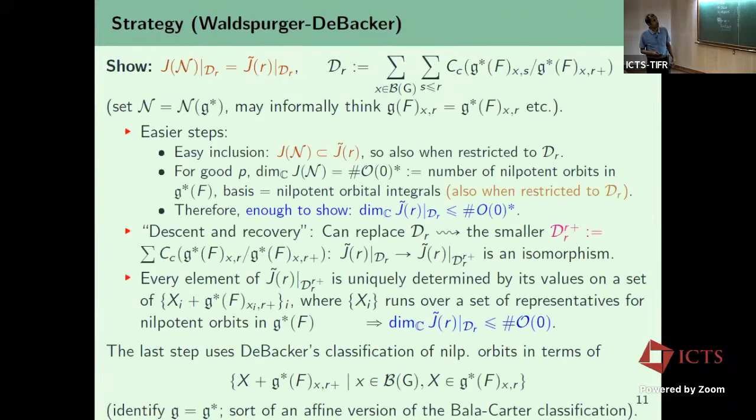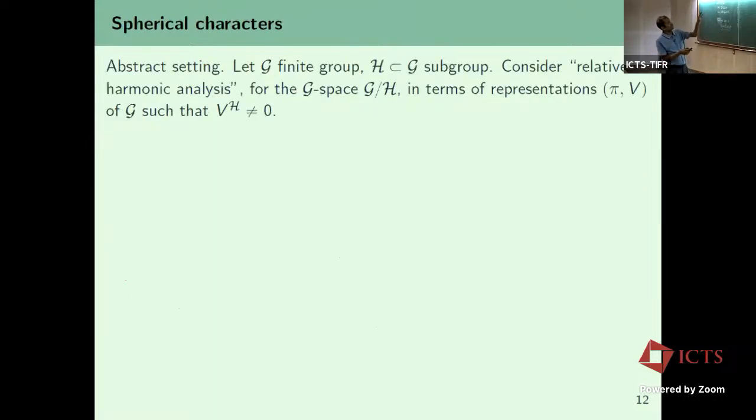Okay. So now the thing is, this is all done by DeBacker, and we need to deal with spherical characters. So now we are going to somewhat softer considerations. I need to recall what spherical characters are. We do harmonic analysis on groups G in terms of characters of representations of G. Similarly, there is relative harmonic analysis, where instead of the group G, you think of G mod H as a G space, and the representations relevant to relative harmonic analysis are those representations of G which have an H fixed vector, under the smallest subgroup. So this is the abstract setting.